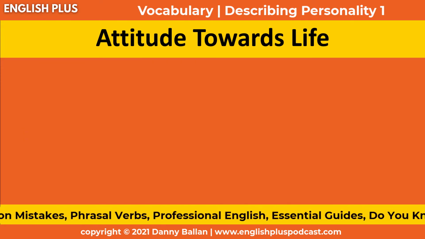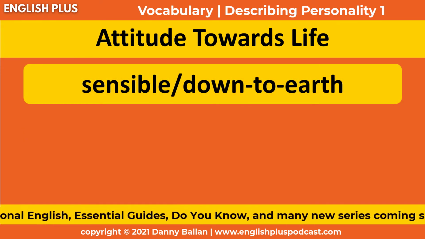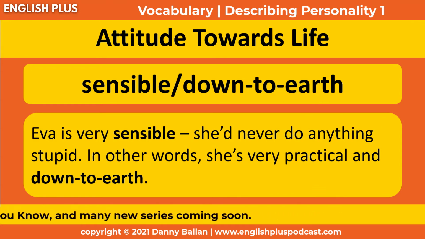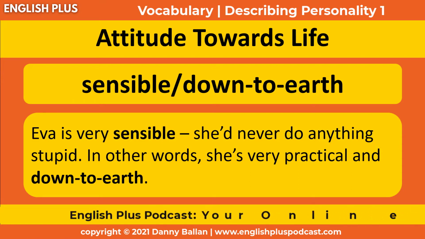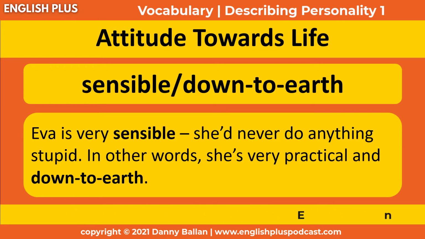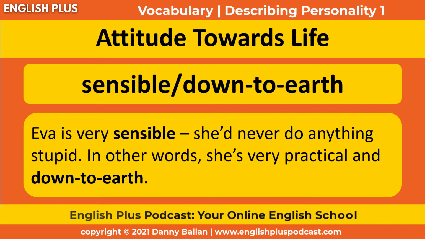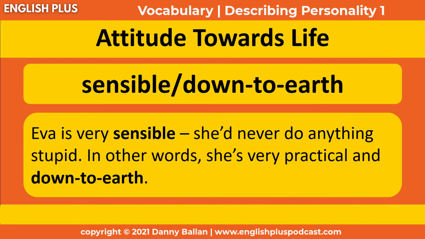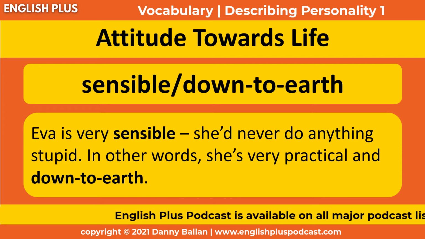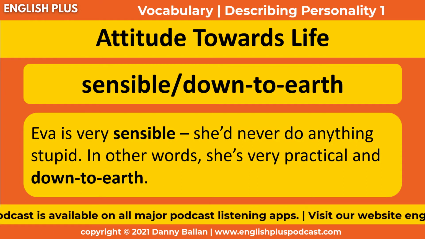And what about sensible and down to earth? Now, here, for example, Eva is very sensible. What does that mean? She'd never do anything stupid. In other words, she's very practical and down to earth. Now, a sensible person, I want you to pay attention. This is different from sensitive. Sensible is a reasonable person, is a person who thinks about the things he or she will do and does things without being rash. He is not foolish. He thinks before he acts, or she thinks before she acts. And that's what she does. We said she'd never do anything stupid. And in other words, she's very practical and down to earth, realistic person.